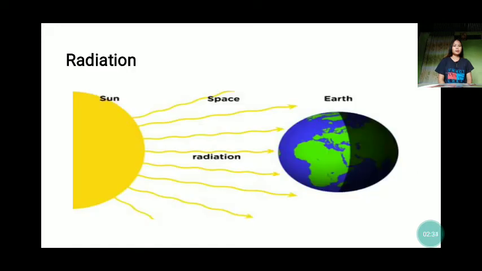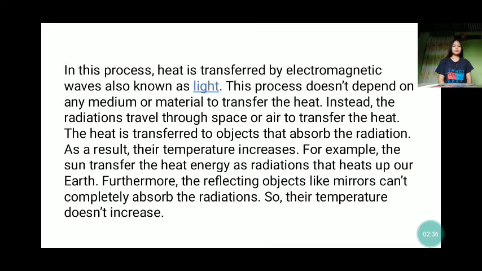And there's the example of radiation. In this process, heat is transferred by electromagnetic waves, also known as light. This process doesn't depend on any medium or material to transfer the heat. Instead, the radiations travel through space or air to transfer the heat. The heat is transferred to objects that absorb the radiation.